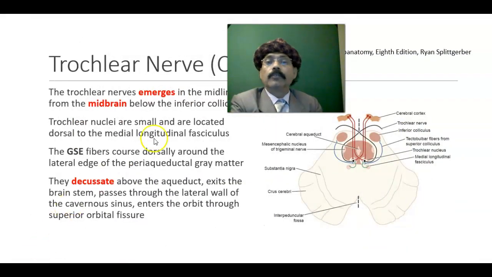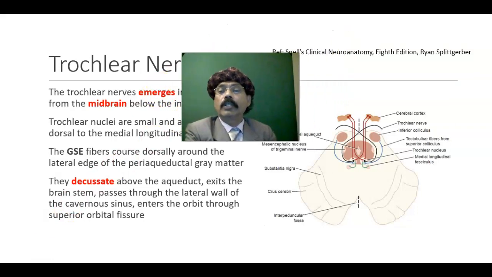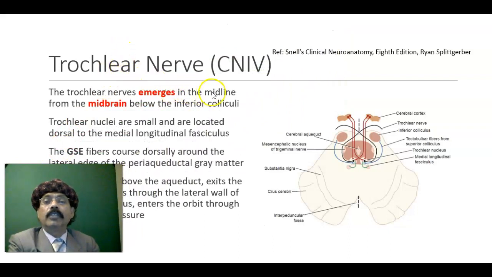Okay. So here we are looking at the trochlear nerve. This emerges in the midline from the midbrain below the inferior colliculus. These are the inferior colliculi, one inferior colliculus here, another inferior colliculus here. Here is the trochlear nerve, which emerges in the midline from the midbrain below the inferior colliculi. Another trochlear nerve is here, the fourth cranial nerve.